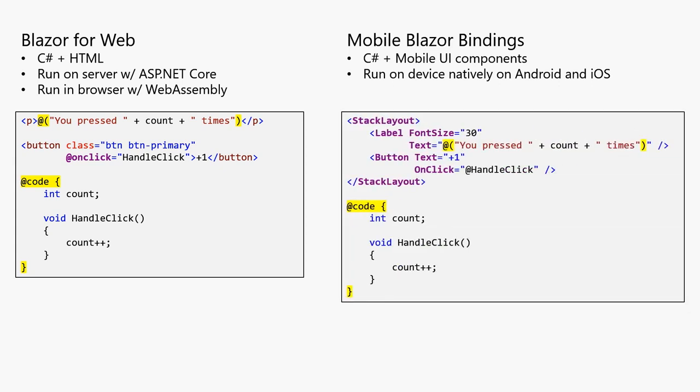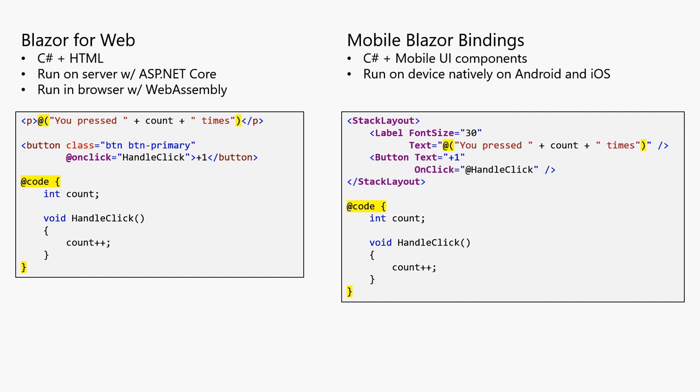What does that code look like? Well, if you compare the left side and the right side, they're pretty gosh similar. So you have your stack layout. That's kind of like a div you can think of in HTML, and then a label and a button. You can guess what those are. And the rest is almost exactly the same.